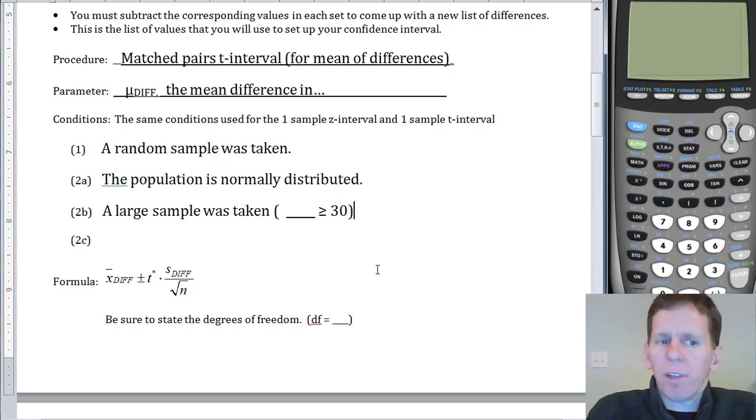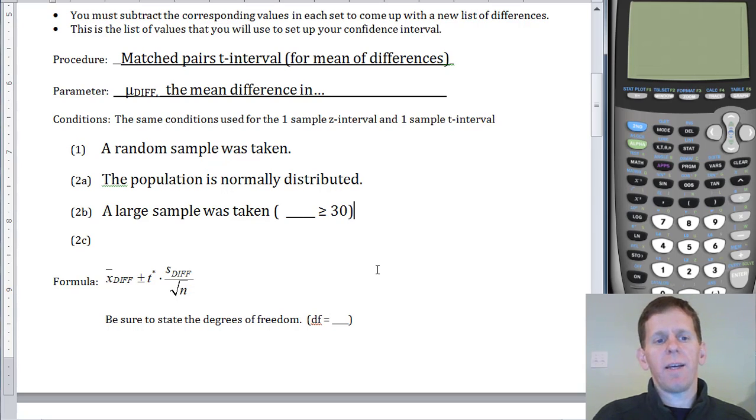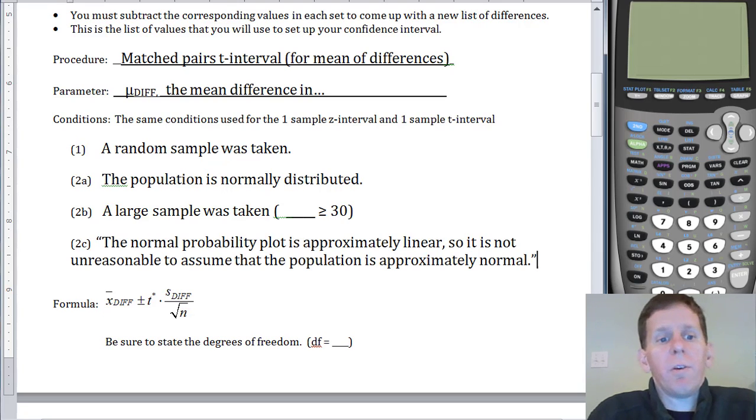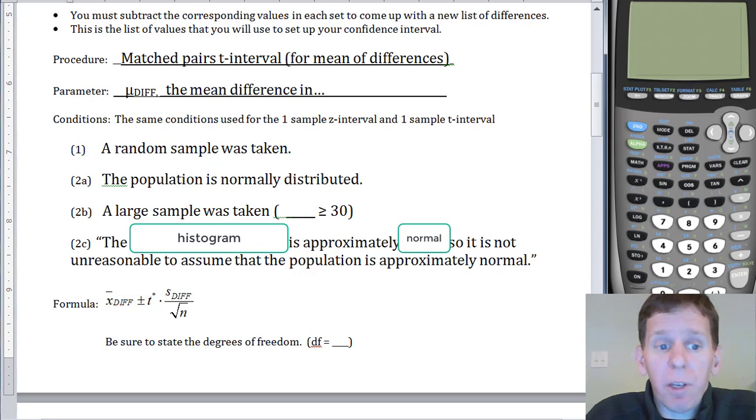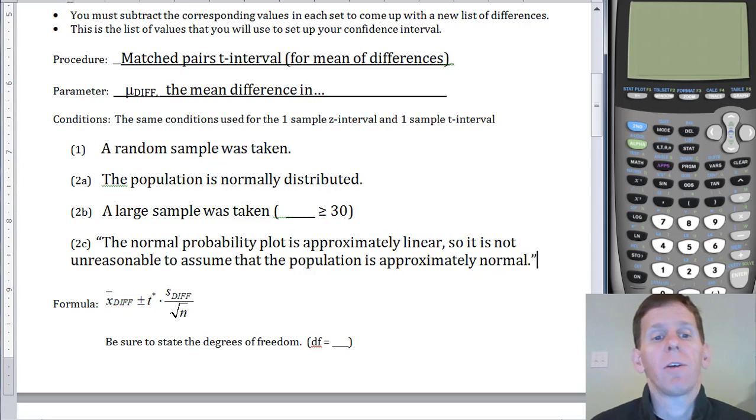If it doesn't say normal, if a large sample wasn't taken, skip those two and go to the third option, which is graphing the sample data and seeing if the sample data is approximately normal. If you're using our script, the normal probability plot is approximately linear, so it is not unreasonable to assume the population is approximately normal. Show a picture of the normal probability plot. If you want to make a histogram, you can use that. Just say the histogram is approximately normal, so it is not unreasonable to assume. If it's a box and whisker plot, you could say the box and whisker plot is approximately symmetric, so it is not unreasonable to assume the population is approximately normal. So pick some type of graph and then continue the statement.